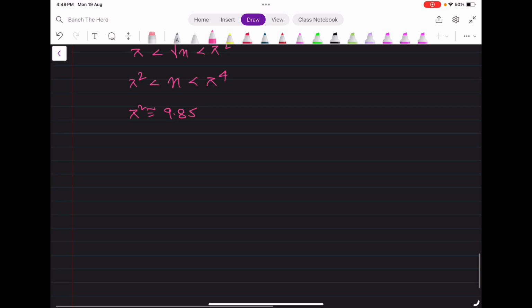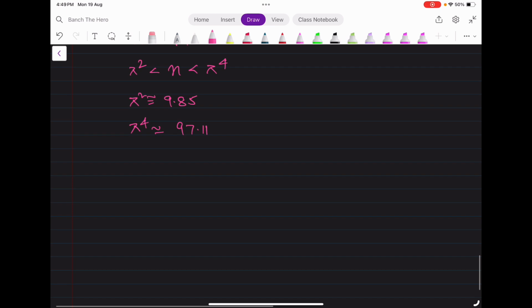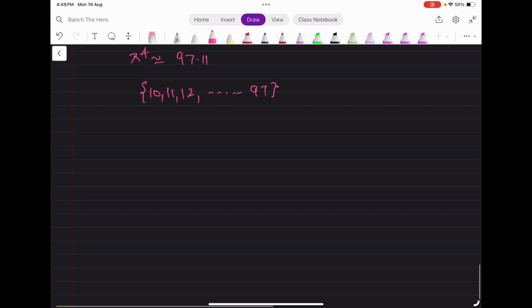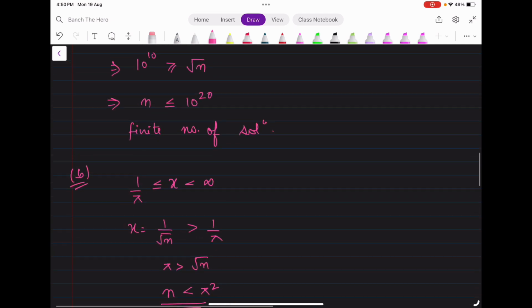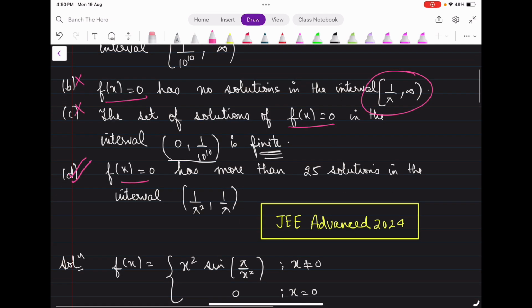So if we do pi raised to power 4, that will be 97.1111 approximately. So it means n is lying between these numbers. Greater than 9.8 means the minimum value will be 10, then 11, then 12. It will go on and on up to 97. It means it has definitely more than 25 solutions. So that means fourth option is correct. And this is a question from JEE Advanced 2024 based on a very simple technique.